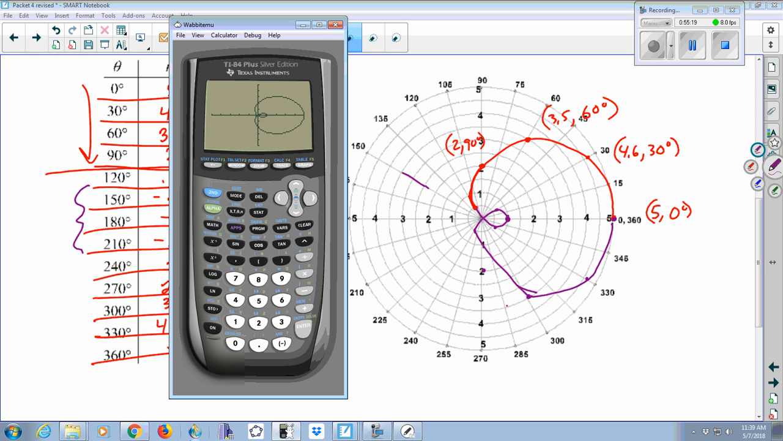Okay. So for your table, to get all these values, you set your table, you start at 0 degrees, you increment by 30 degrees, and you set it to auto, and you hit second table, and there are all of them. You can just cut this right out and put it in here. That's how you get your points to plot. There's R and theta.